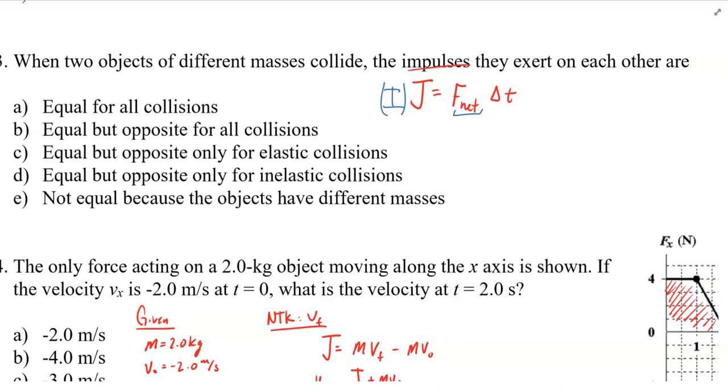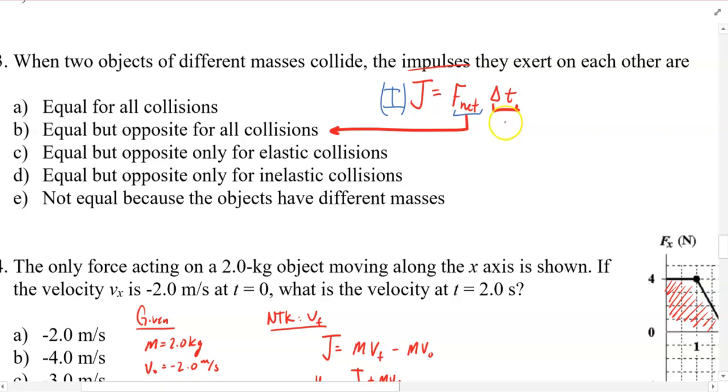Think Newton's third law, where every action has an equal and opposite reaction. If the net forces are the same for the objects, and the time of the collision remains the same, then the impulse has to be equal but opposite as well.